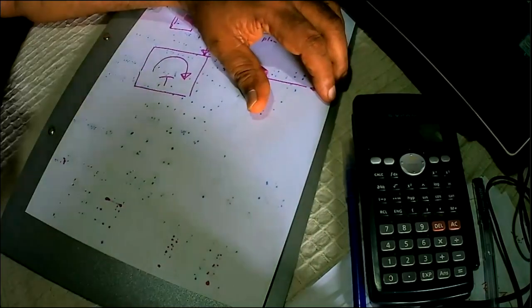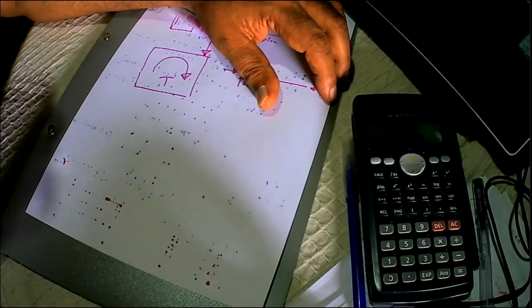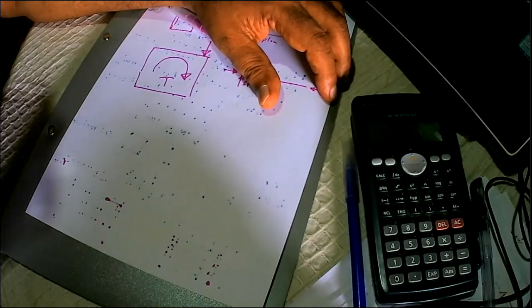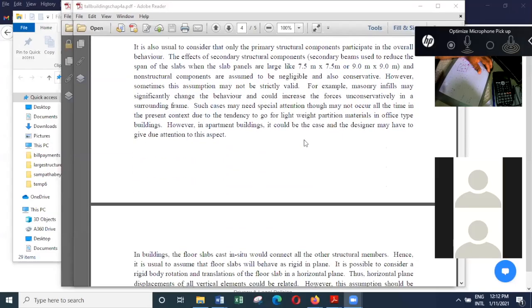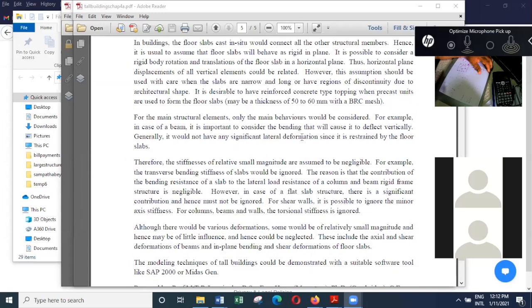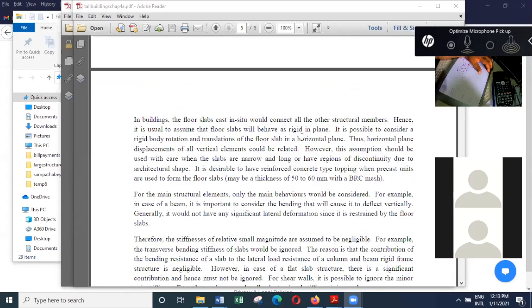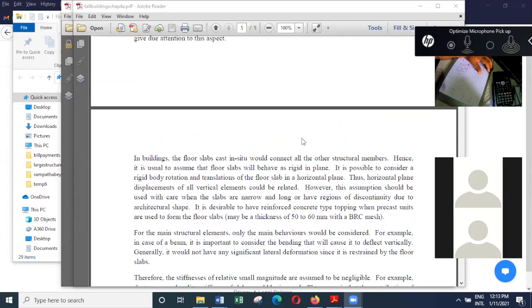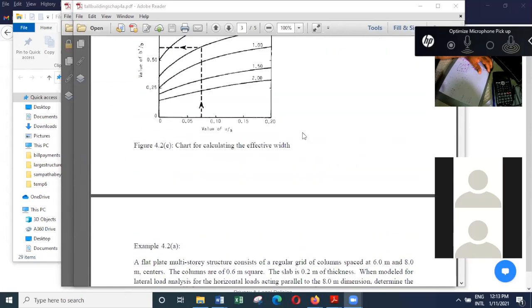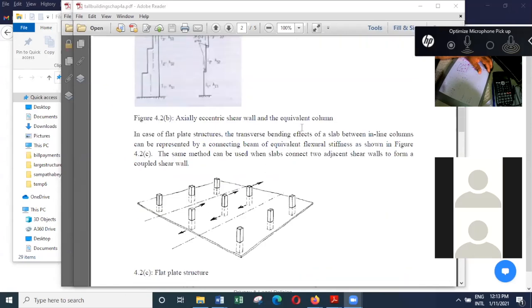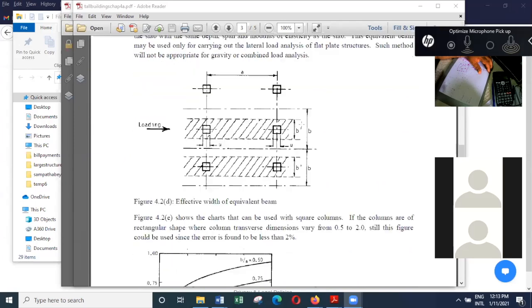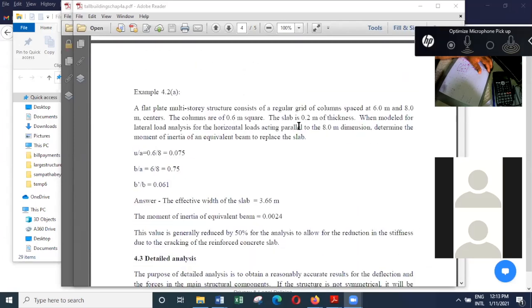So that's the summary of this note, and I'll upload it. You can just go through it. It gives some useful information that can be used by you when you are doing 3D modeling of structures. I have also given one example of how to find the width of the equivalent slab, but that is applicable only for flat slabs.